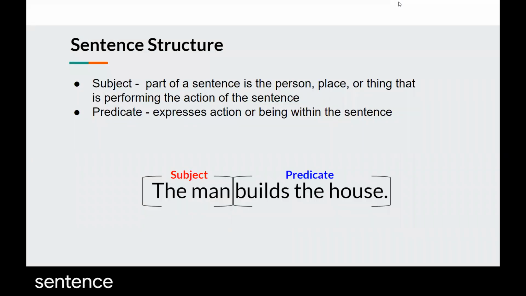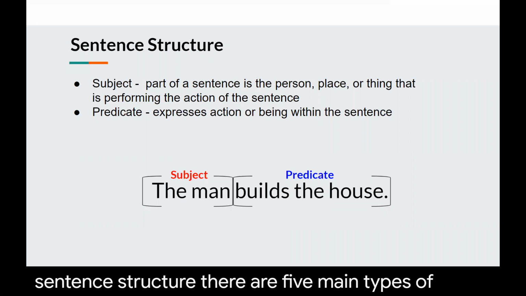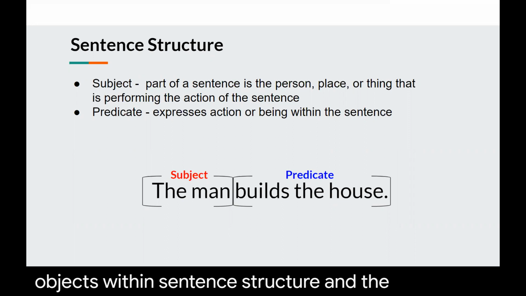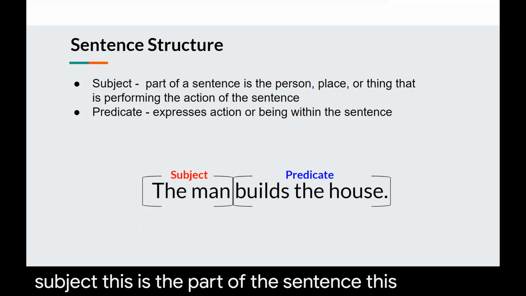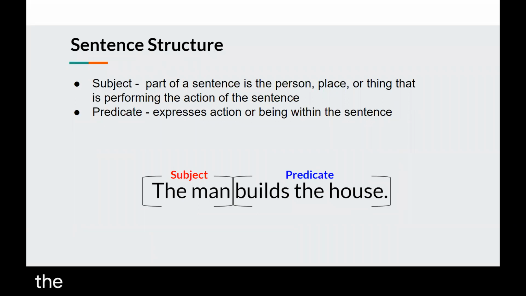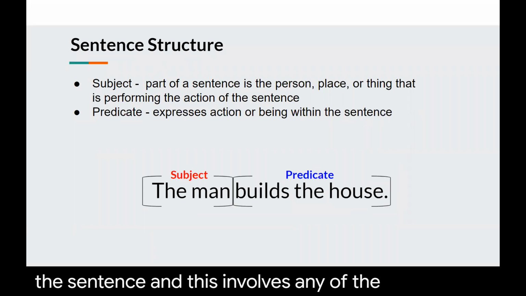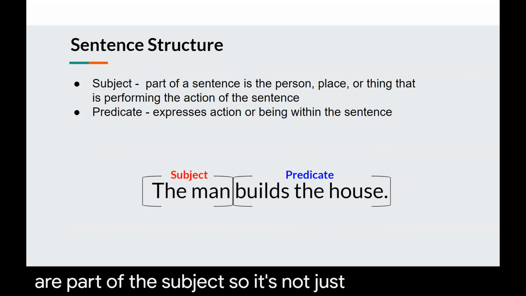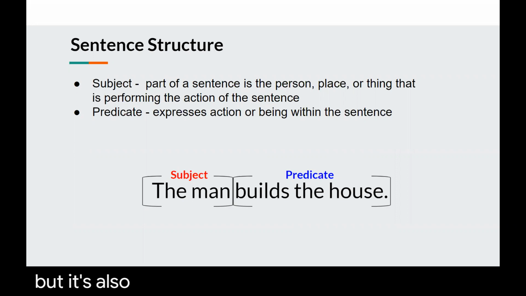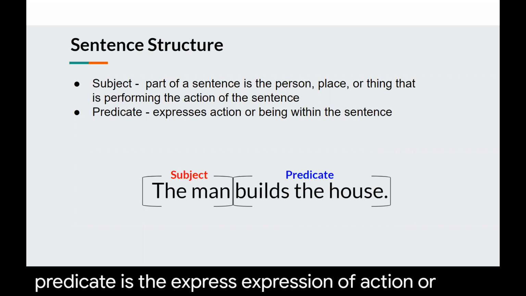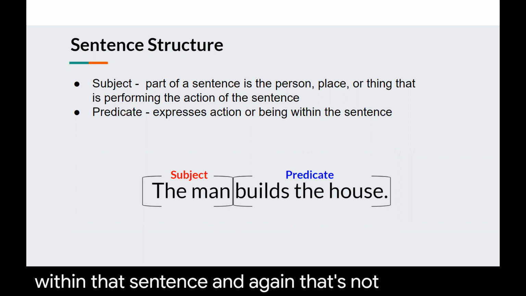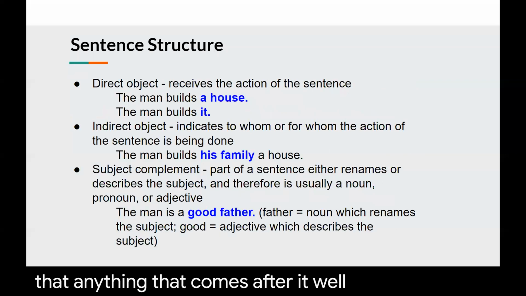So in basic sentence structure, there are 5 main types of objects within sentence structure. And the first is the subject. This is the part of the sentence that's the person, place, or thing that is performing the action of the sentence. And this involves any of the words that are part of the subject. So it's not just the noun of man, but it's also the man is the entire subject. So it's important that you can be able to identify the part of the sentence that is performing the action. The predicate is the expression of action or being within that sentence. And again, that's not just the verb, but anything that comes after it as well.